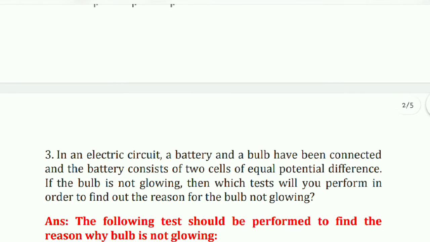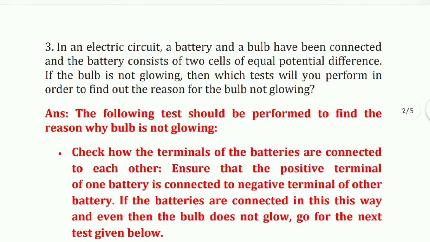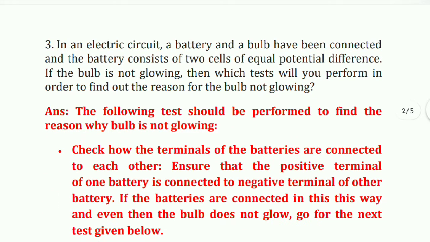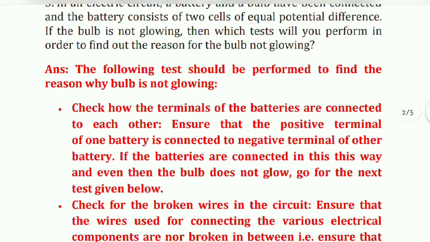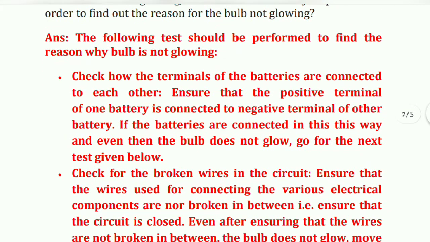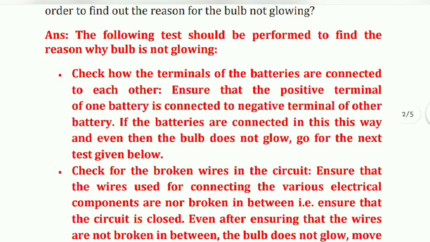Next question, question number 3. In an electric circuit, a battery and a bulb have been connected and a battery consists of two cells of equal potential differences. If the bulb is not glowing, then which test will you perform in order to find out the reason for the bulb not glowing? So the answer is, the following test should be performed to find the reason why the bulb is not glowing.